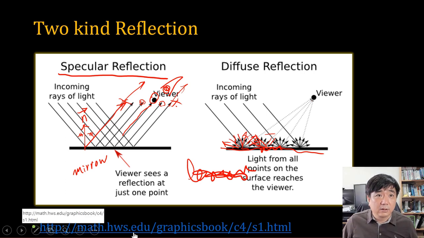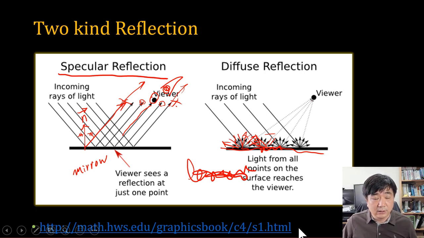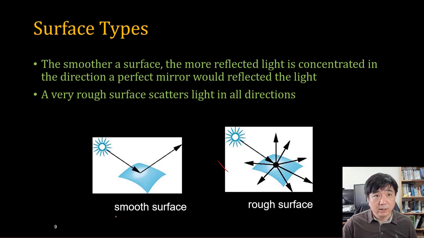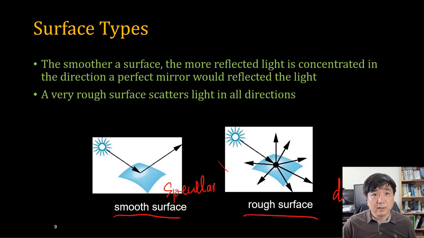Oh, this URL is a very good site for learning about reflection and shading. It is a very good example, and they made some kind of WebGL code with the renderer. Okay, so please visit this site. And then, surfaces can have two types: very smooth surface and rough surface. A rough surface means it is a diffuse surface, okay? And if it is smooth, then it will have specular reflection. The extreme case of a smooth surface is a mirror.